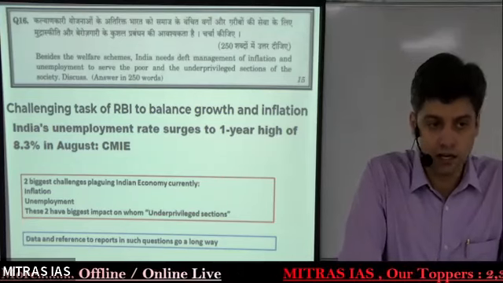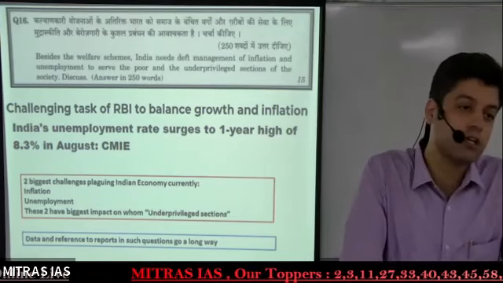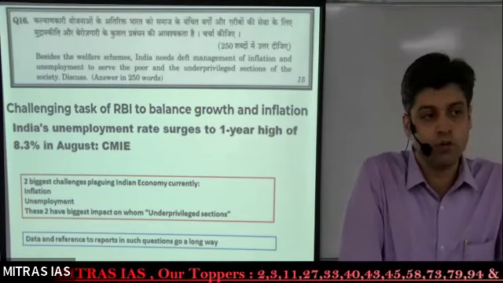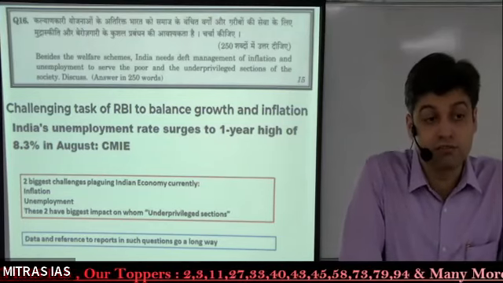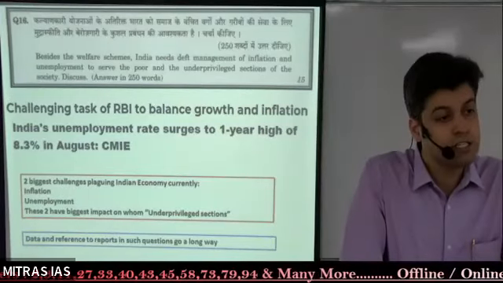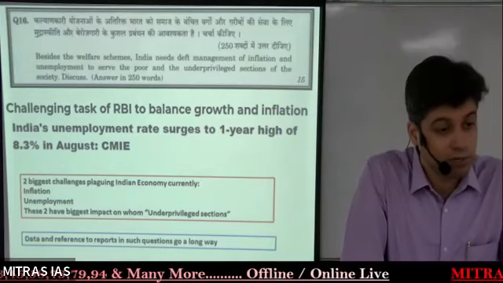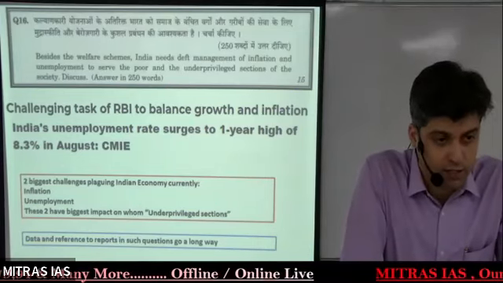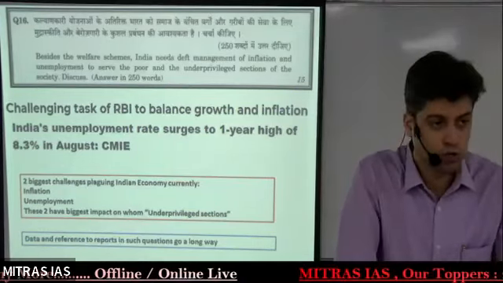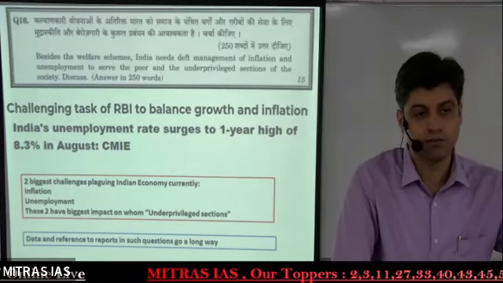Pradhan Mantri Garib Kalyan Anna Yojana, like that. So again, data is very important in such questions. You can write your arguments, but the answer will be pretty vague if you write them without supporting them through data. Mention some months, like the average CPI or the CPI of a particular month, at least the latest one, in your answer. You can write in such an answer that in August the inflation was 7.04.